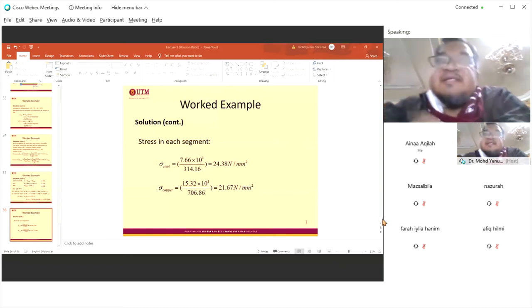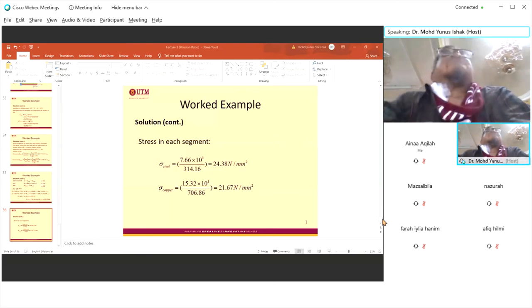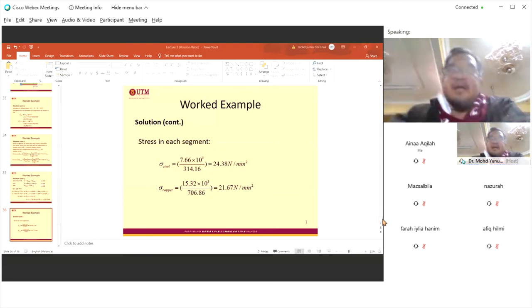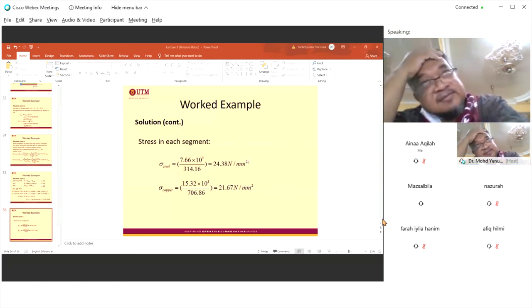Okay, boleh tolong baca? Nampak soalan 11? Tak nampak tu. Oh, okay, okay, sorry. Baca seorang.